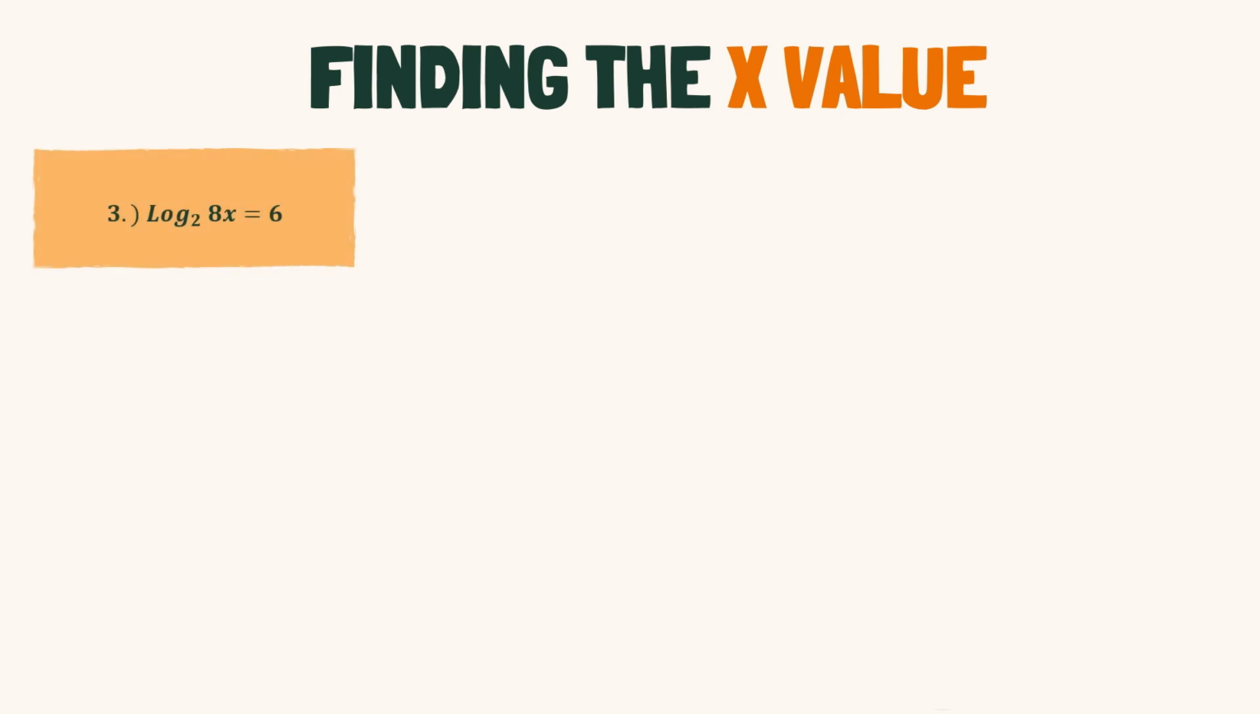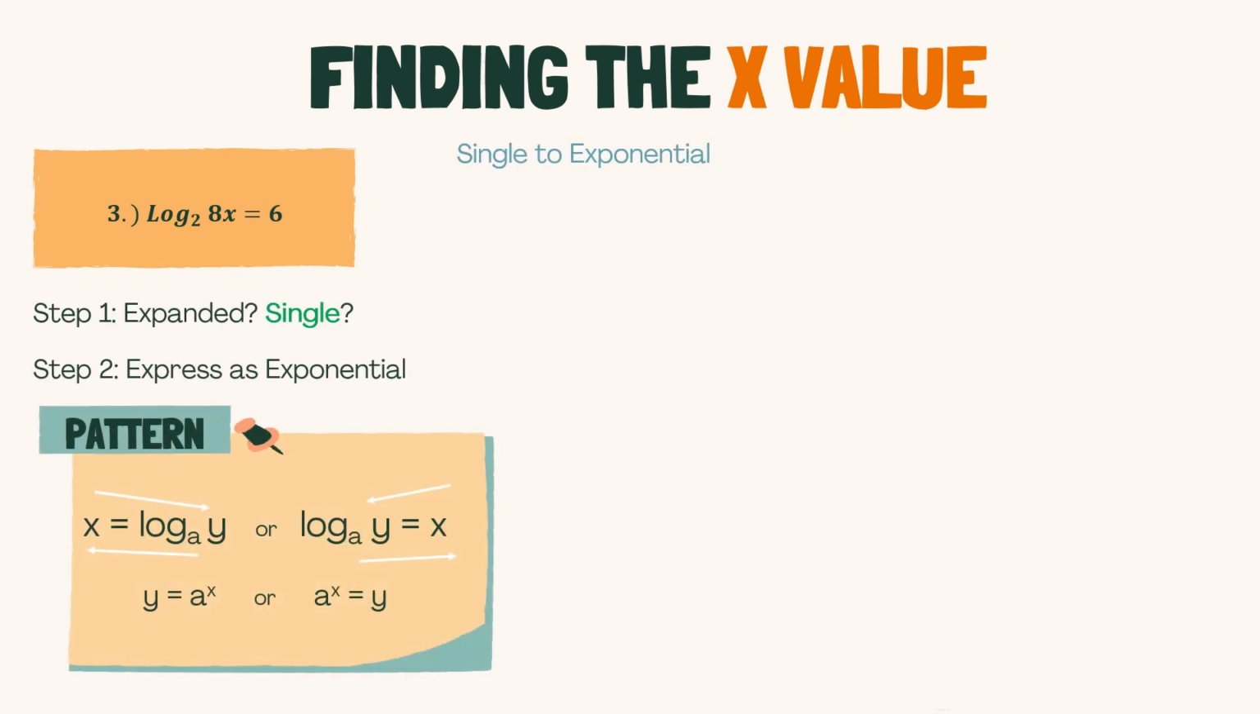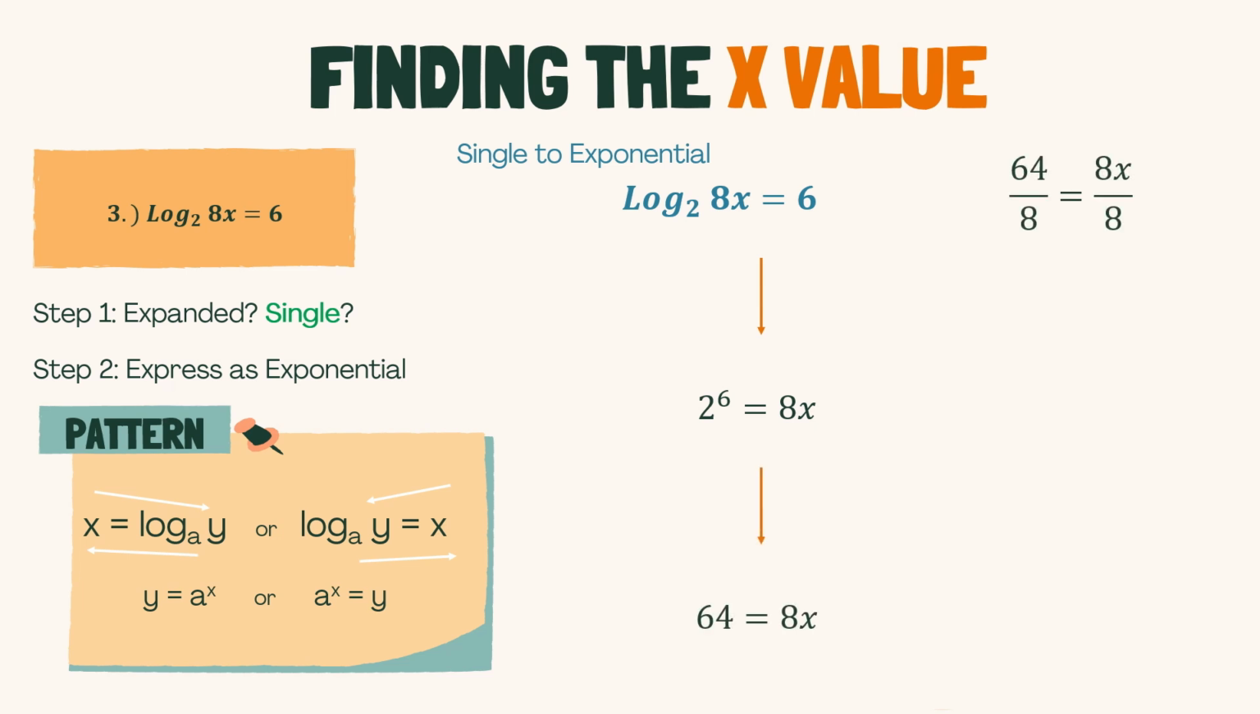Example 3. Log base 2 of 8x equals 6. It is already simplified, so we can proceed to expressing it as an exponential function immediately, which is 2 to the power of 6 equals 8x. Simplify 2 to the power of 6, resulting to 64. Divide both sides with 8, leaving us with 8 as our final answer.